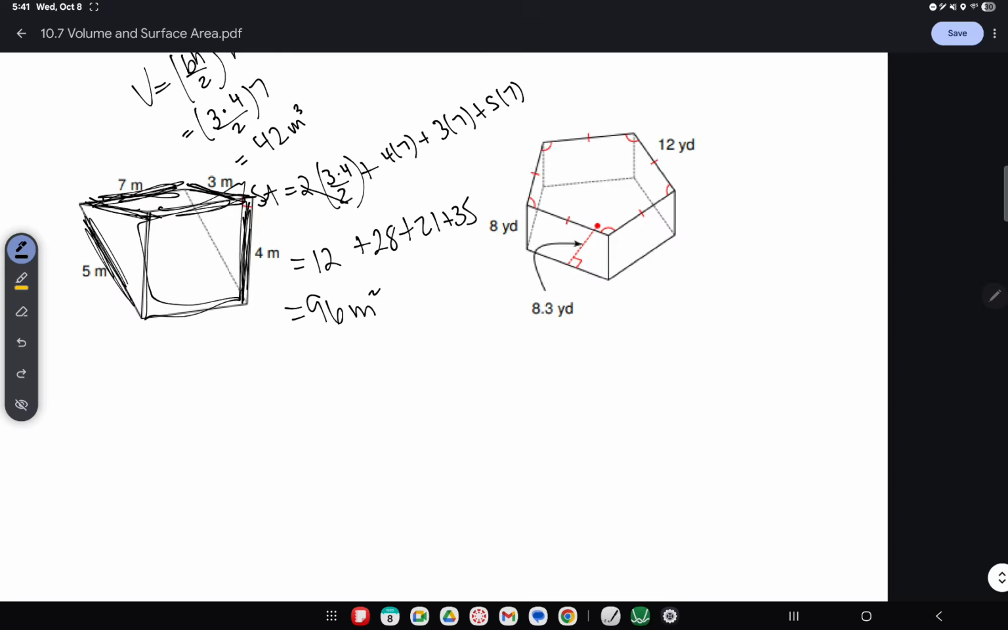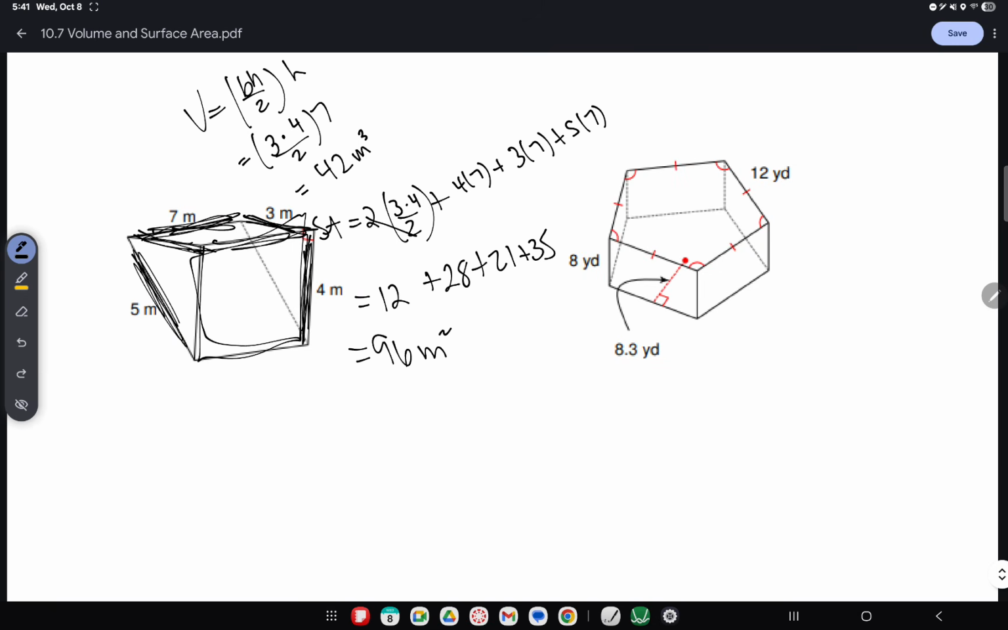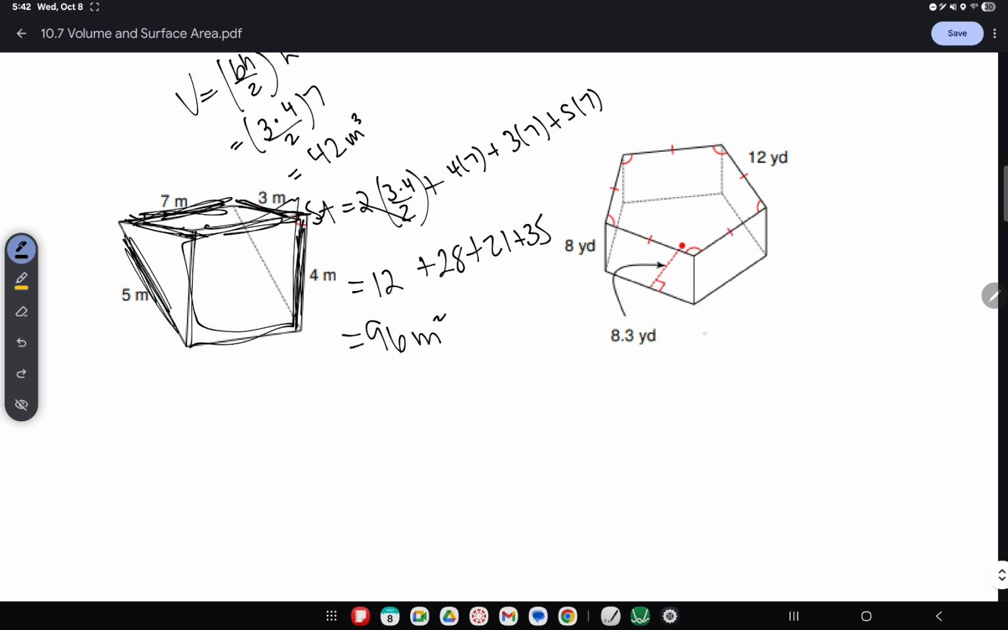All right. Then we have this pentagonal prism. Surface area might be the easiest one to do first, so I'm going to do that. So surface area is going to be 2 times the area of the base, which I'll probably have to look up the formula for area of a pentagon. And then we have 1, 2, 3, 4, 5 rectangles. So 5 rectangles that are 12 by 8. And then I need to look up the area of a pentagon because I don't know that off the top of my head.